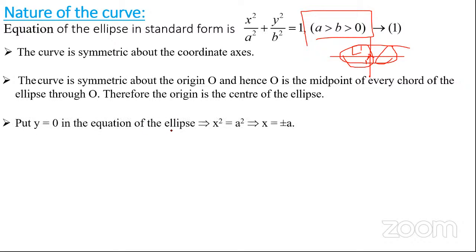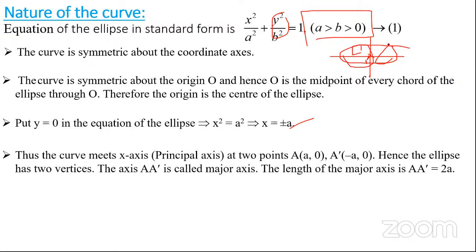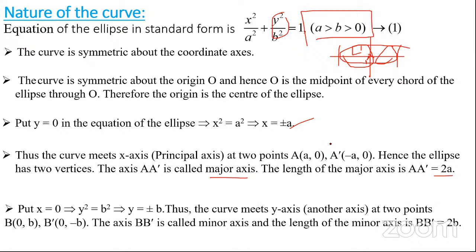Next, if you put y equal to 0, you will get x square equal to a square, so x equal to plus or minus a. Thus the curve meets the x-axis, that is the principal axis, at 2 points, minus a comma 0 and a comma 0. Hence the ellipse has 2 vertices. The axis A dash A is called the major axis. The length of the major axis is 2a. If you put x equal to 0, you will get y square equal to b square, that is y equal to plus or minus b. Thus the curve meets the y-axis at 2 points, 0 comma b and 0 comma minus b. The axis B dash B is called the minor axis. The length of the minor axis is 2b.